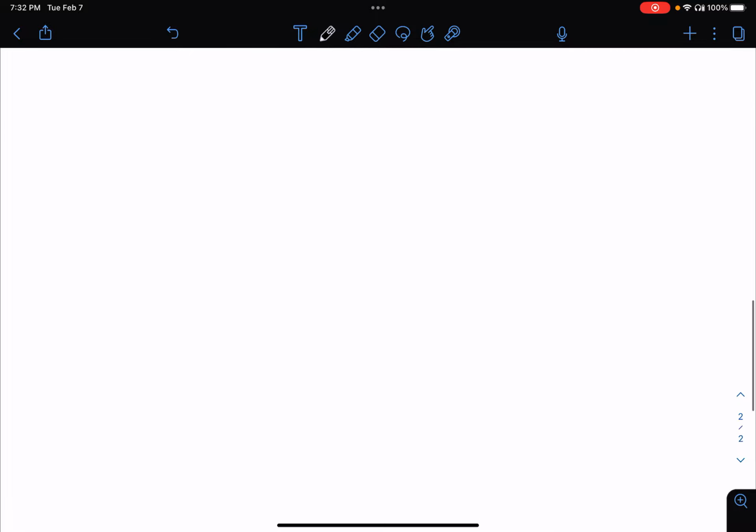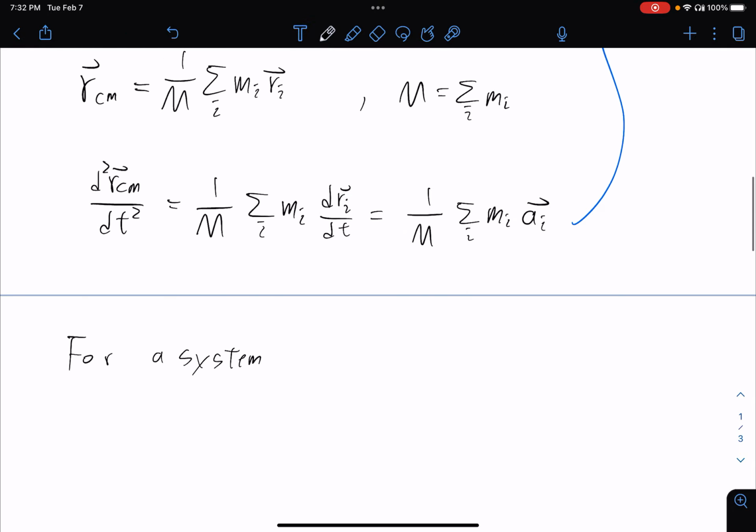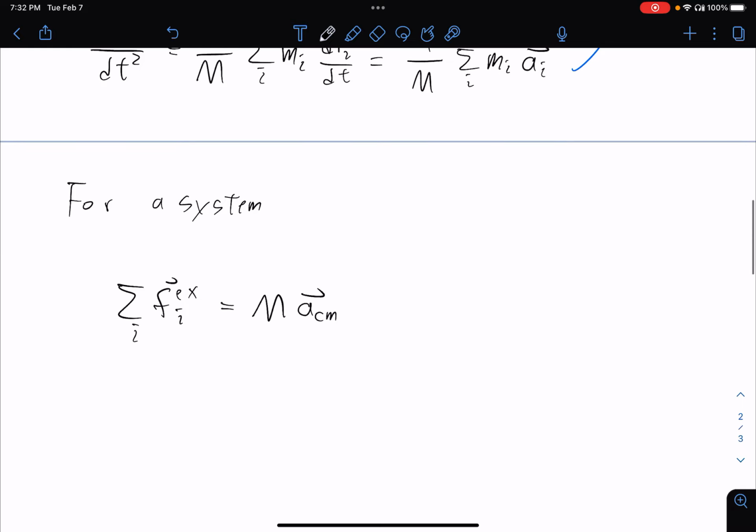So we see that for a system, and it is a very general system because every system classically can be thought of as a collection of mass points, what we have is that the sum of external forces acting on this system equals the total mass of this system times the center of mass acceleration. This is going to be very useful in today's discussion.